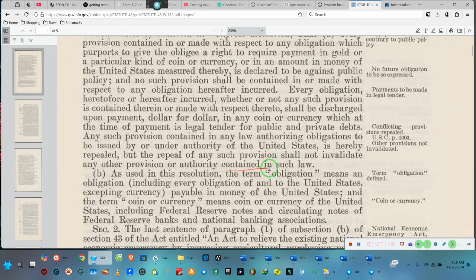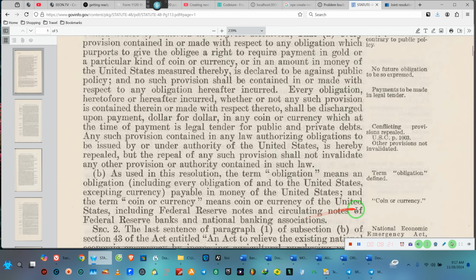As used in this resolution, the term obligation means any obligation including every obligation of and to the United States, except in currency. Well, you know what an obligation of the United States is? Notes, drafts, bills of exchange, bankers' acceptances, and trade acceptances. Don't take my word for it. Pay attention. The term coin or currency means coin or currency of the United States, including Federal Reserve notes, circulating notes, which are bank notes, circulating notes of the Federal Reserve Bank, and national associations.